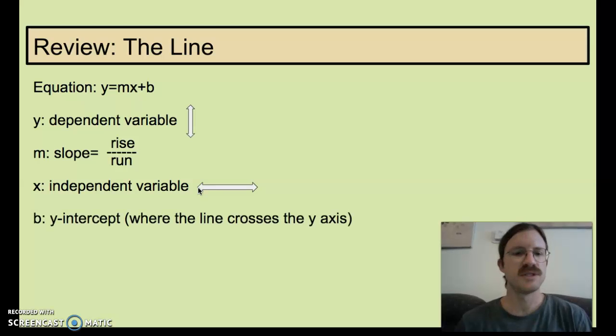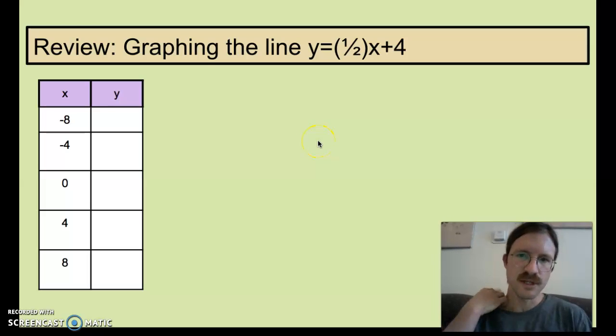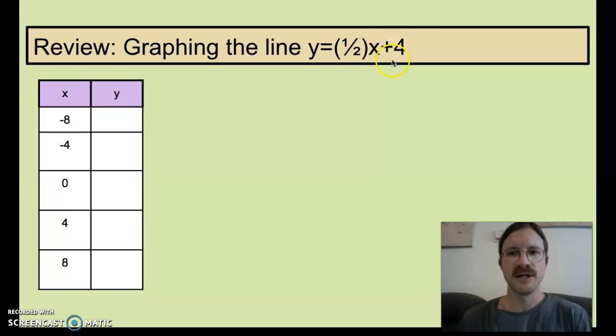Don't forget b, which is the y-intercept, and that's where the line crosses the y-axis. So that's given by the coordinate point 0, comma, whatever your y-intercept is. Let's just review. For graphing the line, I'm using the equation y equals 1/2 x plus 4. We have our m value here, which is our rise. So this line is going to go up 1 and over 2 between the points. And it's going to cross our y-intercept at y equals 4.